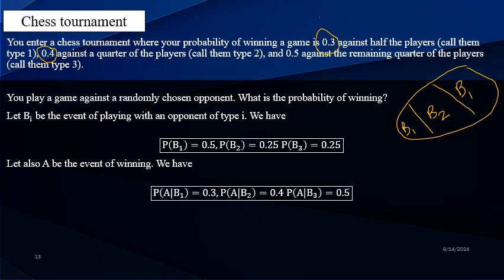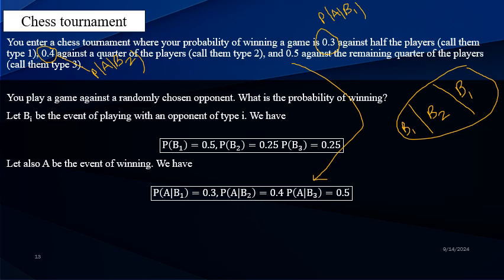Remember that this probability is what? Probability of A given B1. B1 is talking about type 1 players. This one is probability of A given B2. All this information is in the given question. And this one is probability of A given B3. So all these are given to you. So you have already converted all the given information into the probability framework.